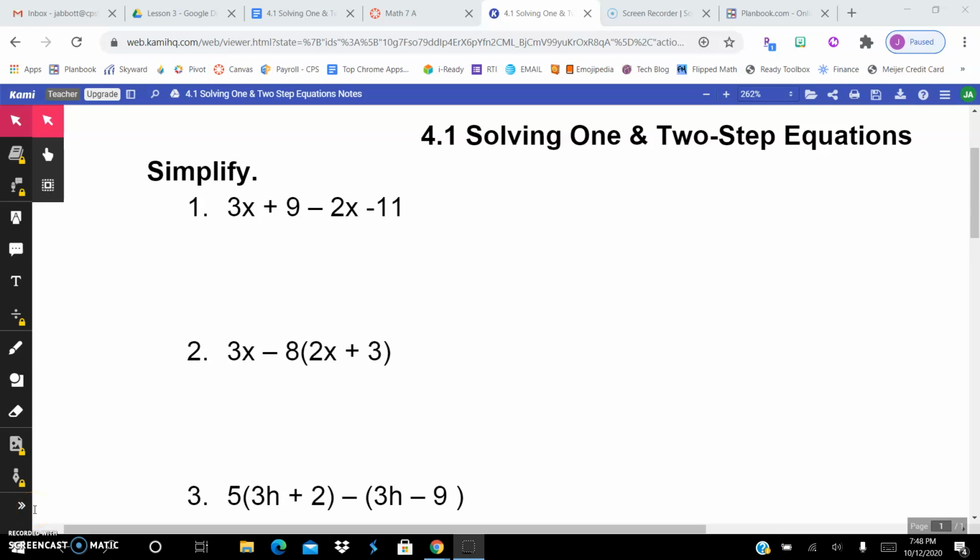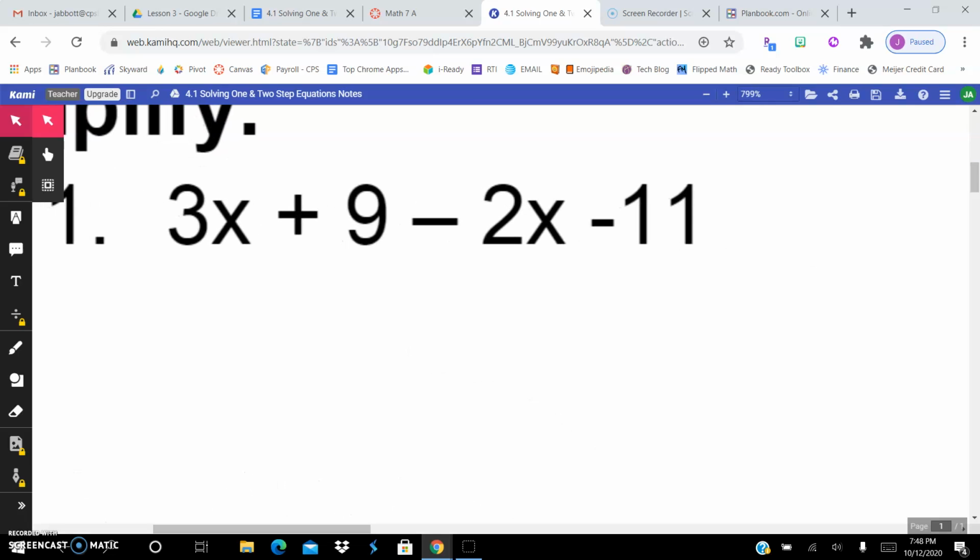Before starting section 4.1, we're going to do a review day of solving 1- and 2-step equations. And even before we get into solving the equations, we are going to have a review of simplifying expressions, so combining like terms. So for the first example, I have 3x plus 9 minus 2x minus 11.